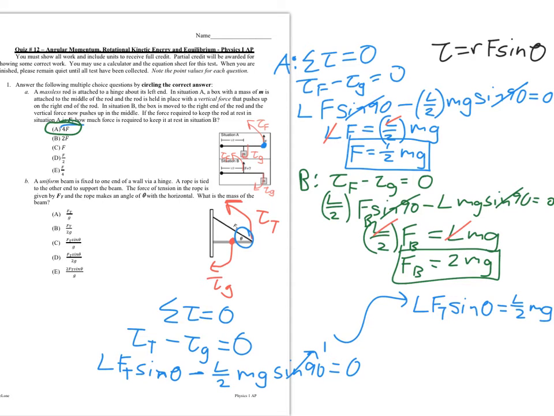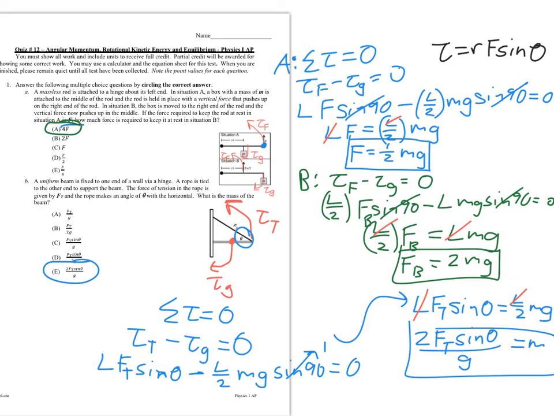All right, now I can simplify and solve for m. The L's go away. I'm going to multiply by 2, so I get 2 F_t sine of theta all over g equals my mass here. And so my answer then ends up being answer choice E here, 2 F_t sine theta over g.